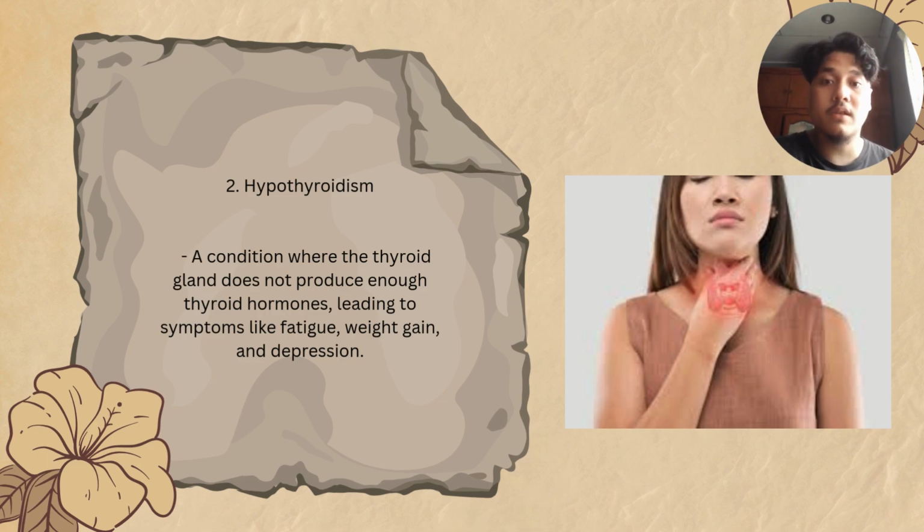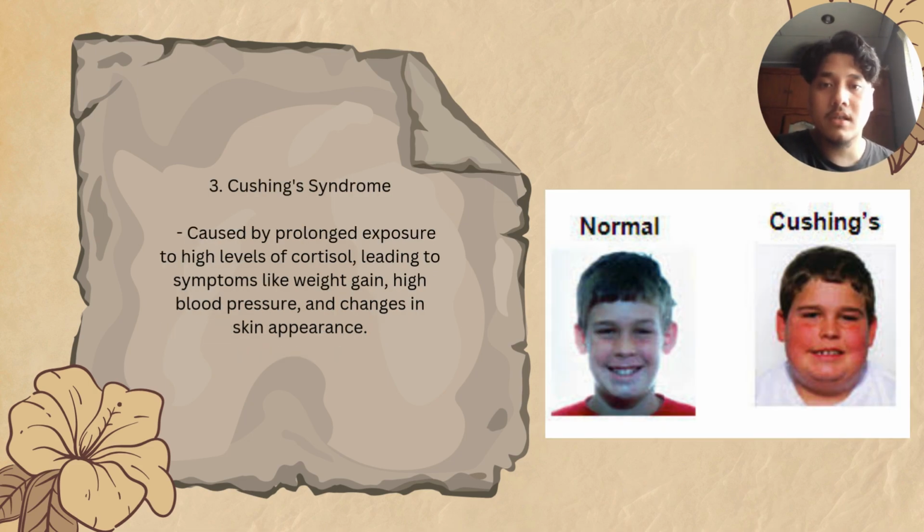Number two is hypothyroidism. It's a condition where the thyroid gland does not produce enough thyroid hormones, leading to symptoms like fatigue, weight gain, and depression. Third is Cushing syndrome, caused by prolonged exposure to high levels of cortisol, leading to symptoms like weight gain, high blood pressure, and changes in skin appearance, as you can all see in the picture.